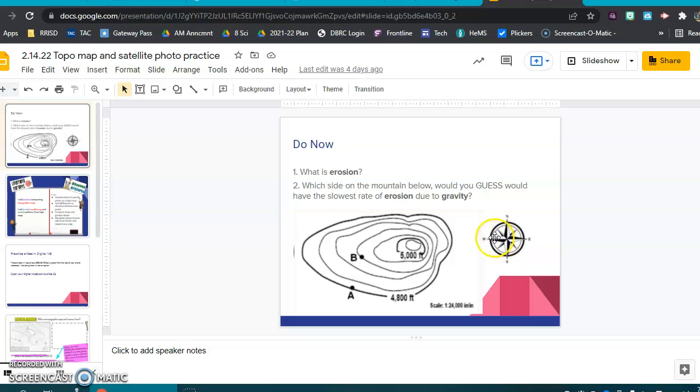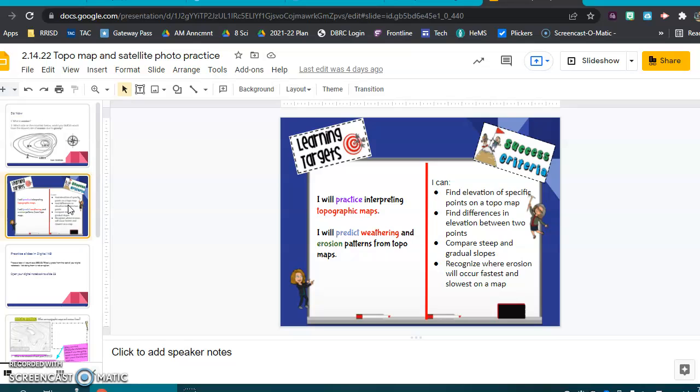So here's our compass rose. There you go. All right, and that's how we label things. We're going to talk about practicing interpreting topographic maps today, predict weathering, and we can find elevations on points of topo maps, find differences in elevations between 2 points, compare steep and gradual slopes, and recognize where erosion will occur fastest and slowest on the map.